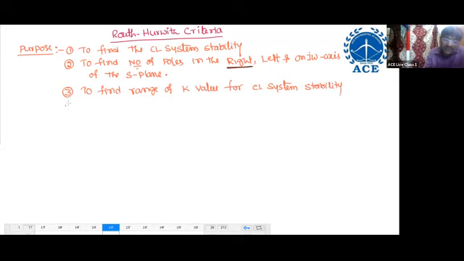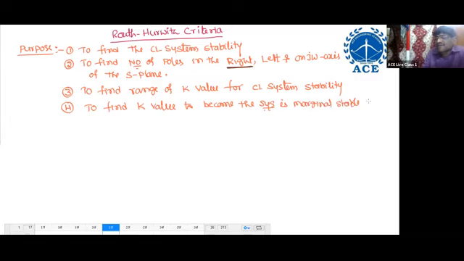Next, the fourth one: to find the K value to make the system marginally stable. A marginally stable system is an undamped system. All marginally stable systems are undamped systems only.